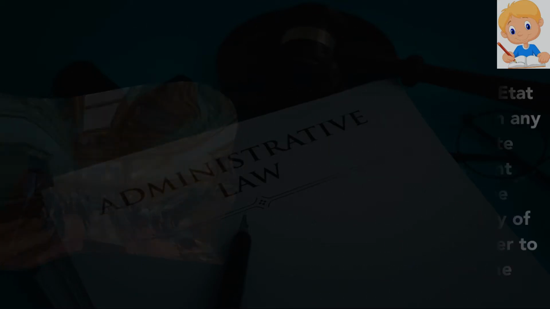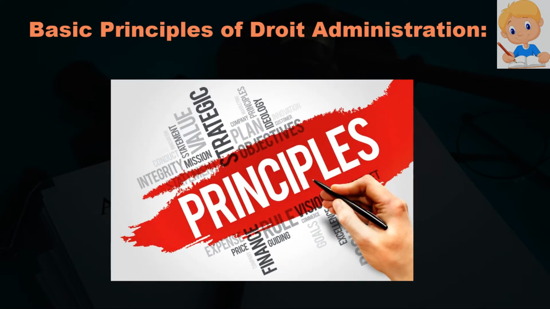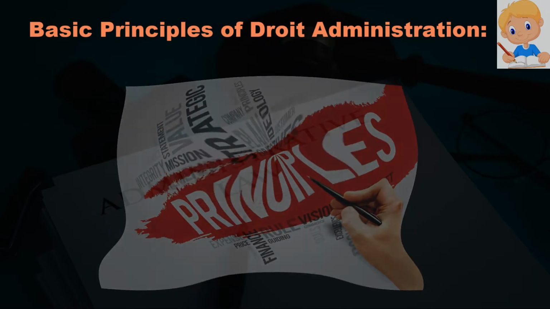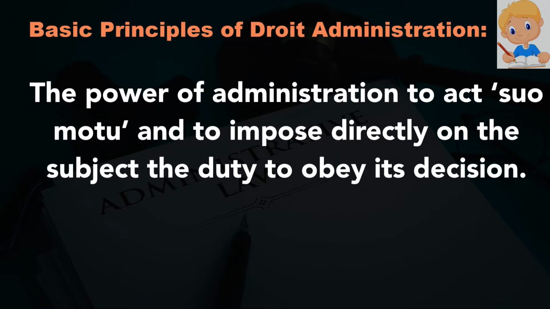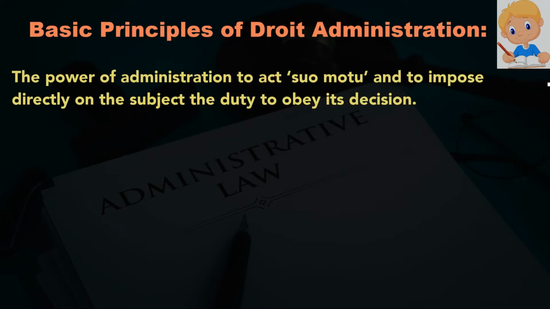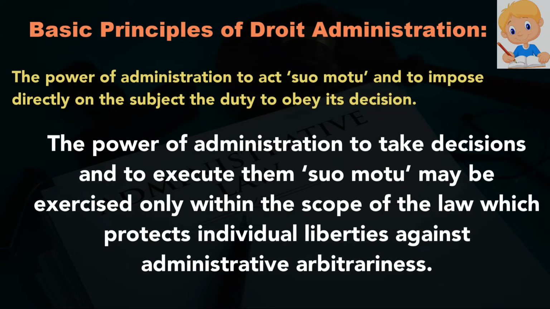Now the next subtopic that we have is the principles of Droit administration. Following are the major principles of Droit administration. The first one is the power of administration to act suo motu and to impose directly on the subject the duty to obey its decision. Secondly, the power of administration to take decisions and to execute them suo motu. See, I am repeatedly using the word suo motu. It may be exercised only within the scope of the law, which protects individual liberties against administrative arbitrariness.